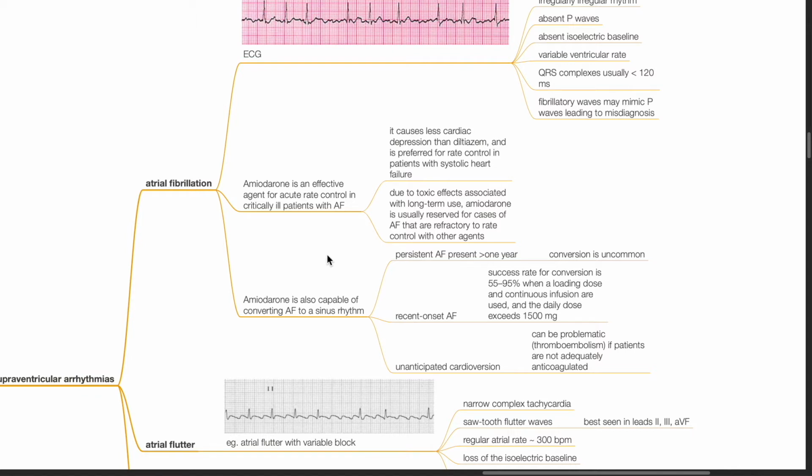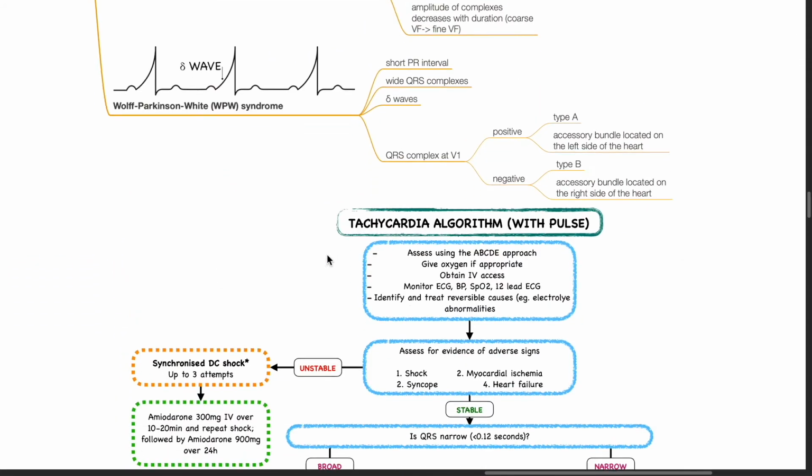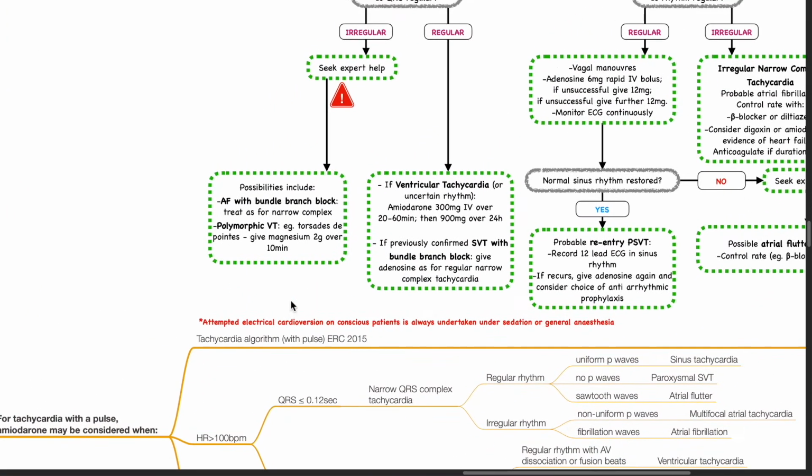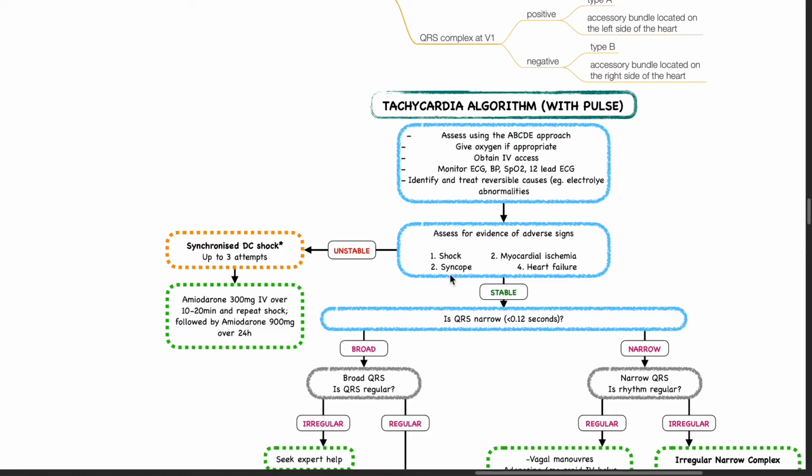For recent onset AF, success rate for conversion is 55 to 95% when a loading dose and continuous infusion are used, and the daily dose exceeds 1.5 grams. Regarding unanticipated cardioversion, this can be problematic if patients are not adequately anticoagulated due to risk of thromboembolism. For tachycardia with a pulse, amiodarone may be considered in unstable patients with shock, syncope, myocardial ischemia, or heart failure when synchronized DC shock up to 3 attempts is unsuccessful in treating the tachyarrhythmia.